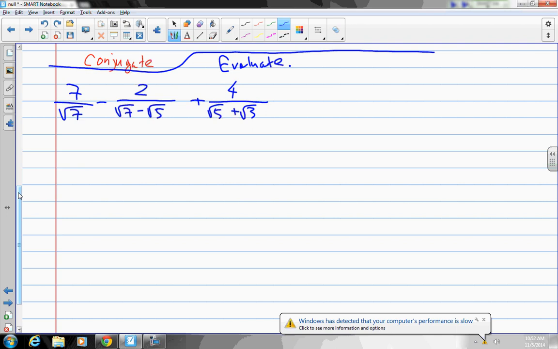That's a huge LCD. That means the first fraction has to be multiplied by square root of 7 minus square root of 5 times square root of 5 plus square root of 3, whatever on earth that is, and so forth. You get the gist? This is a miserable problem, right?